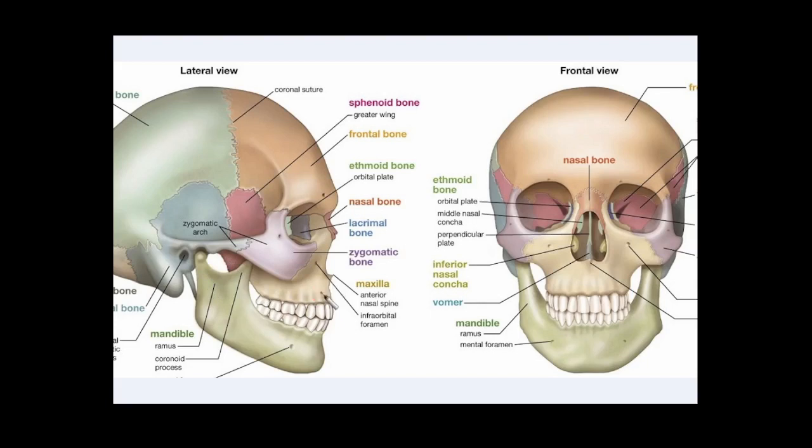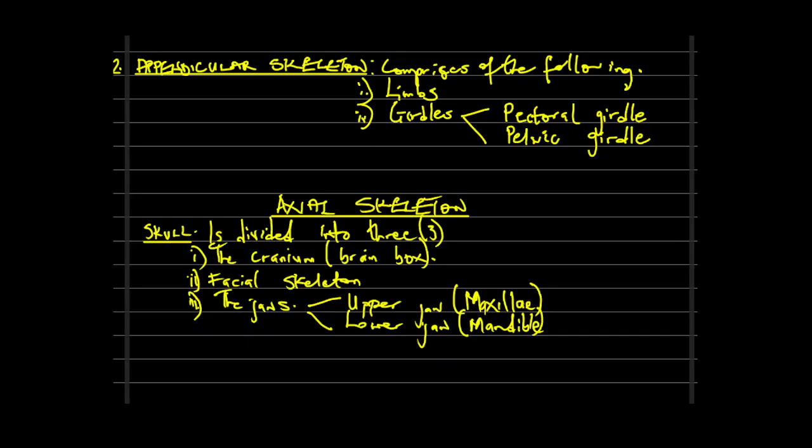And then here we have the upper jaw called the maxillae, and underneath here we have the lower jaw called the mandible. So this part that has the bones that house the eyes, the nose, the upper cheek, let's put it that way, make up the facial skeleton. And underneath here we have the jaws, the upper jaw, also called the maxillae, and the lower jaw, called the mandible. Those are parts of the axial skeleton.